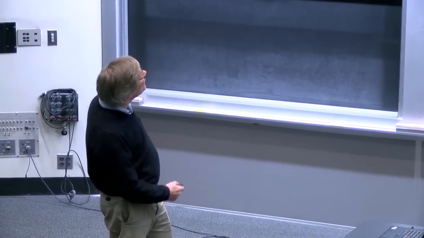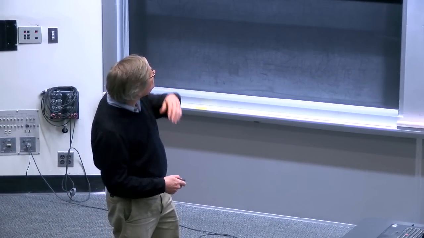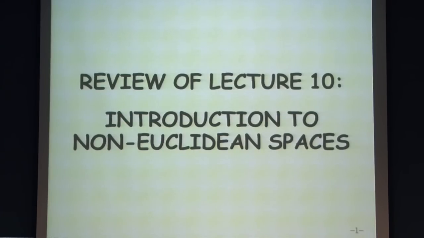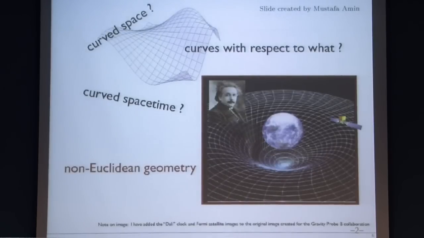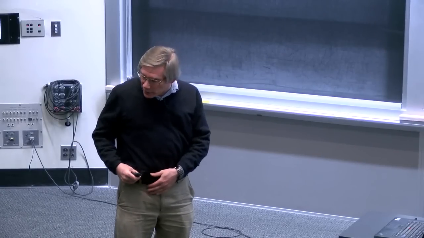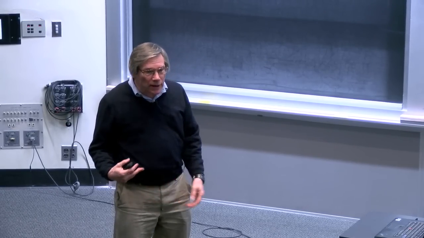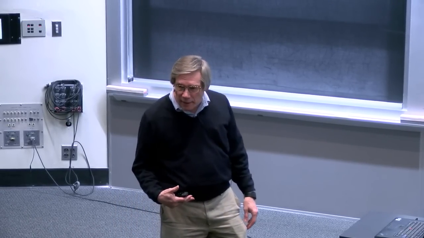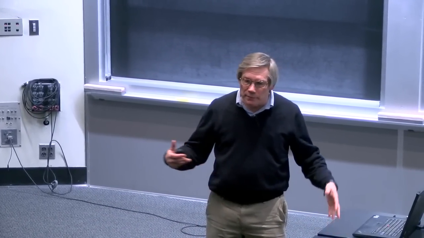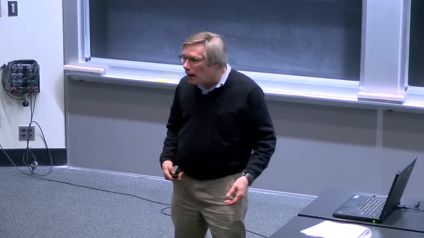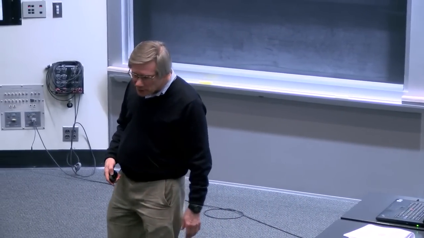I'd like to begin by reviewing the last lecture, where we introduced the idea of non-Euclidean spaces. The important idea here is that general relativity describes gravity as a distortion of space and time. And that idea becomes crucial in cosmology, so we want to understand what that's about.